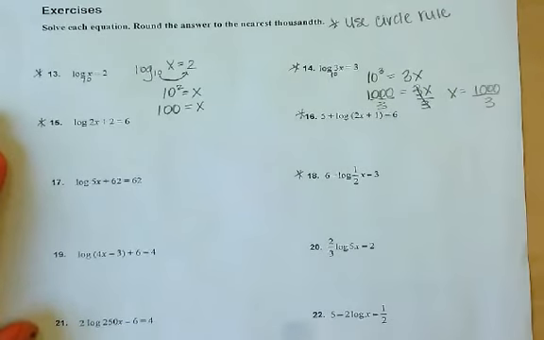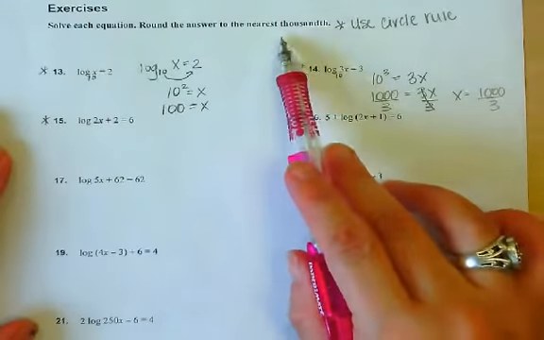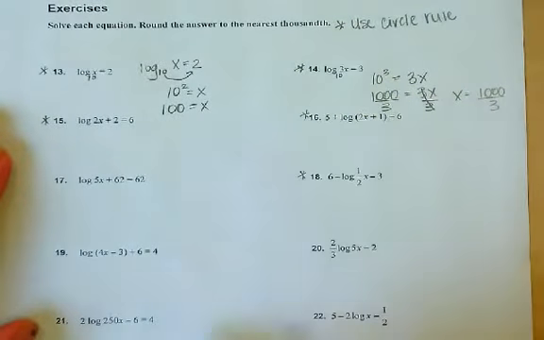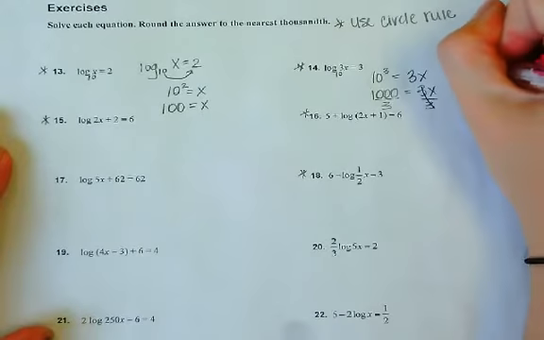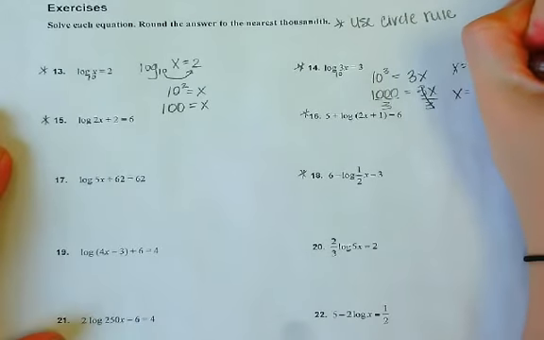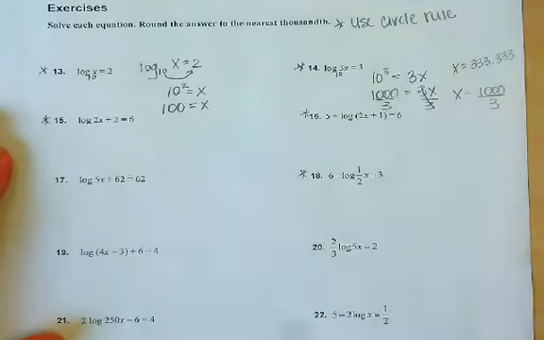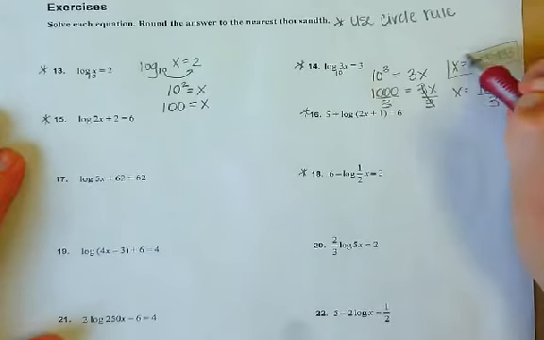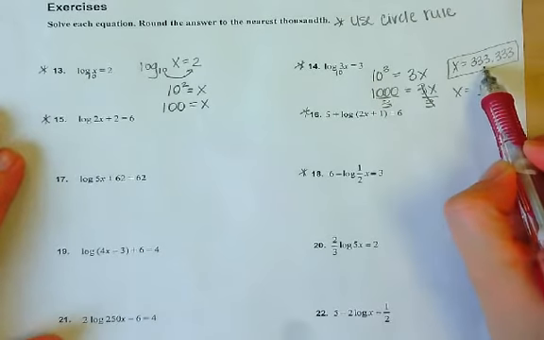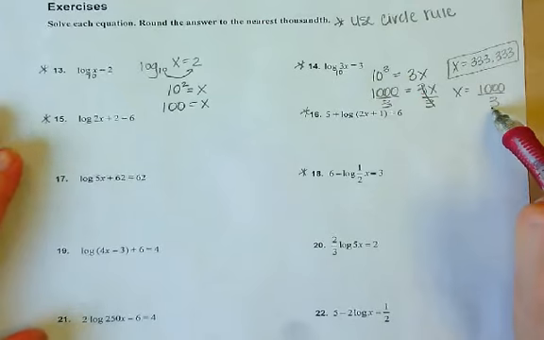Now in my instructions, notice it says to round to the nearest thousandth. So I cannot leave my answer in fraction form. So my answer should be 333.333. So I need 3 decimal places as my solution. So based on my instructions, this is my solution. Had it said that I could leave it in fraction form, then I could leave it as 1,000 over 3.